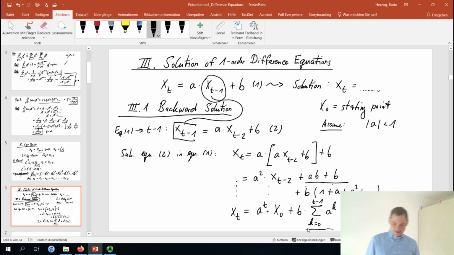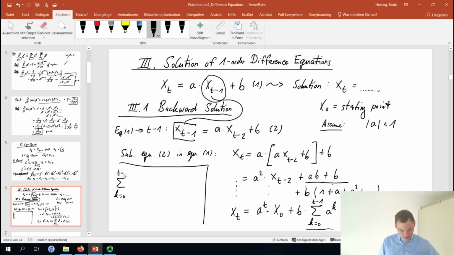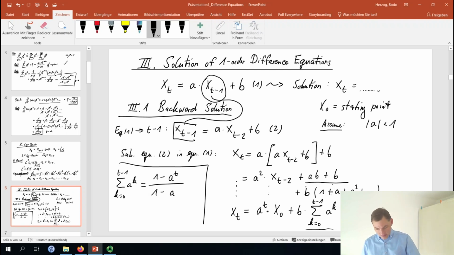Look, this is a finite sum. So let me write it here as a separate calculation. The sum from k equals 0 to t minus 1 of a to the k. And we know the formula for the finite sum, right? It's 1 over 1 minus a, times 1 minus a to the t, because we discussed in the previous lecture the finite sum up to t, and then it was t plus 1. And if we do the sum to t minus 1, of course, then we have here a to the power of t.